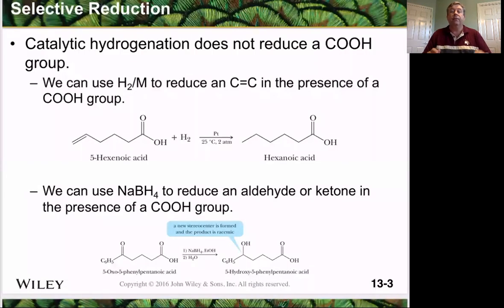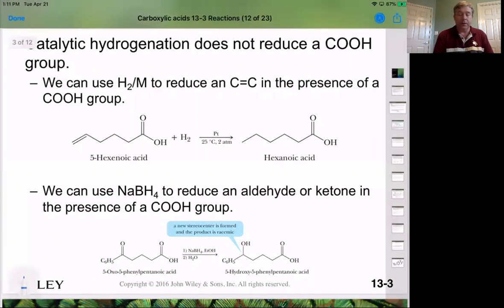The fact that we cannot use catalytic hydrogenation to reduce down a carboxylic acid means that we can actually react other sides of the molecule. For example, what we can do is we can take this hexenoic acid right here, and we can use catalytic hydrogenation to remove the double bond in the final product here while not touching the carboxylic acid.